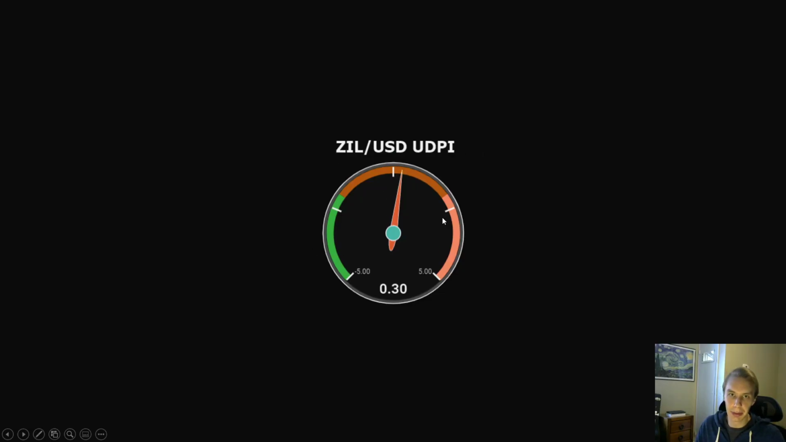So to talk a little bit more about where ZIL currently is in the perspective of the UDPI model, where we stand right now is at a score of 0.3 with ZIL. So that suggests that the UDPI thinks that there's slightly more downside potential than upside potential, but overall it's basically even. You know, it's roughly just an equal risk-reward ratio according to the model right now. So kind of just neutral, not overheated, but also not in a historically maybe fantastic entry point. It's not financial advice, but that's just what the indicator is suggesting for ZIL currently.